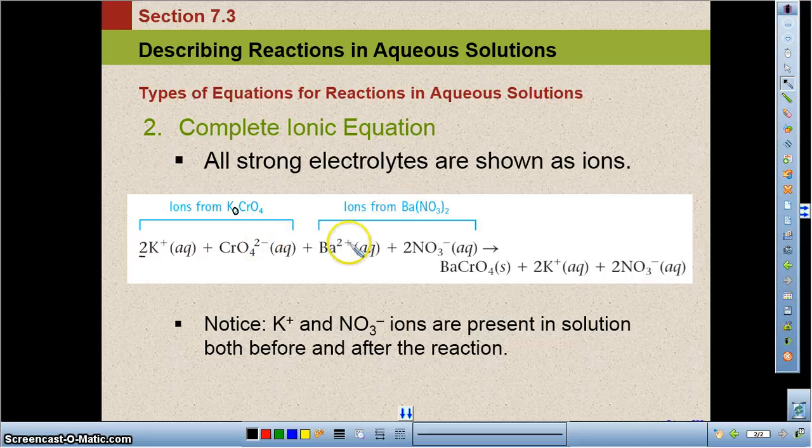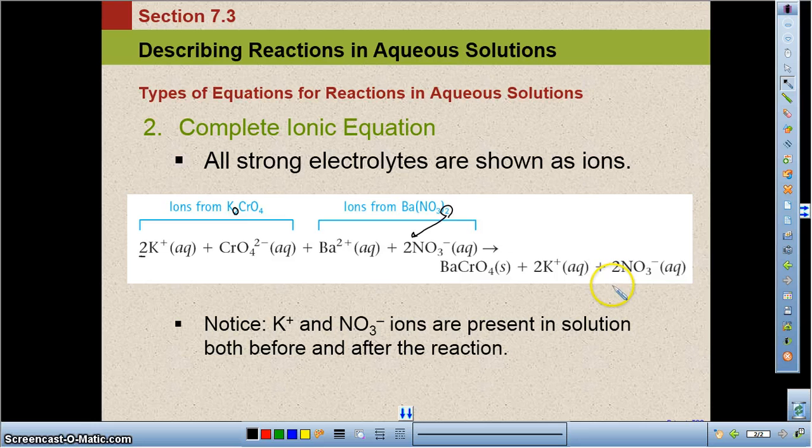Barium, there's one barium with a +2 charge. And there are 2 nitrates, so that 2 comes out here. So this 2 here is right here, showing us we have 2 nitrates for every 1 barium, with the -1 charge. Notice it says aqueous, aqueous, aqueous, aqueous. And on the other side of the equation, what we're going to do is, if it's aqueous, we're going to break it up into its ions, because that's really what's going on in the solution.